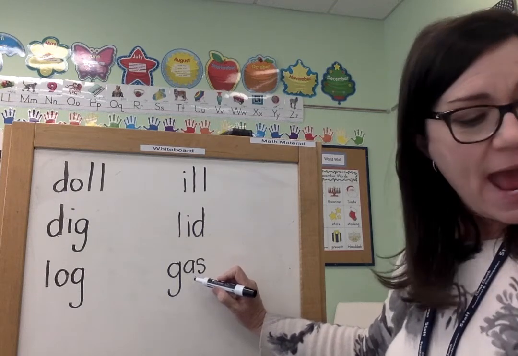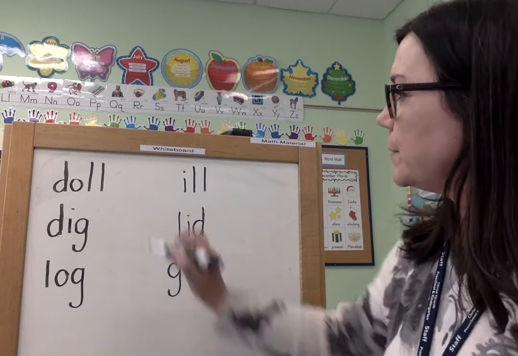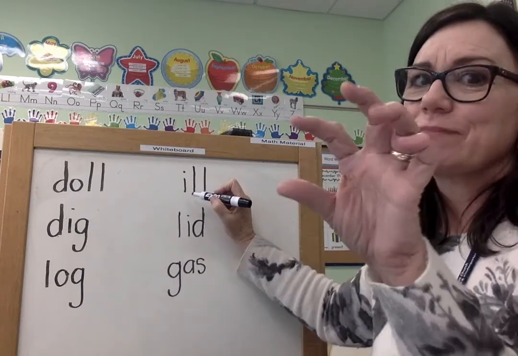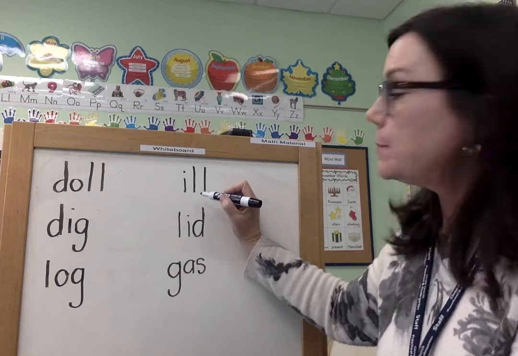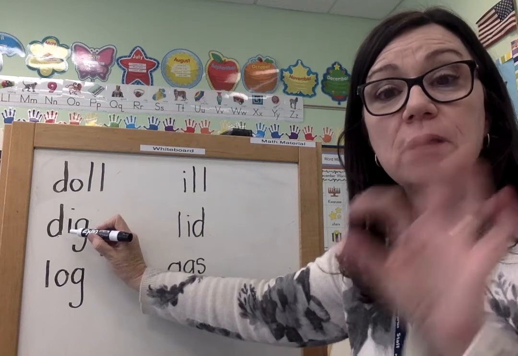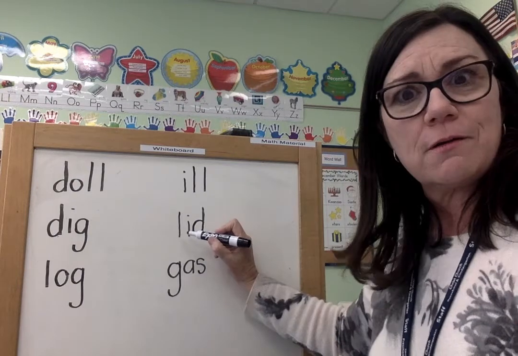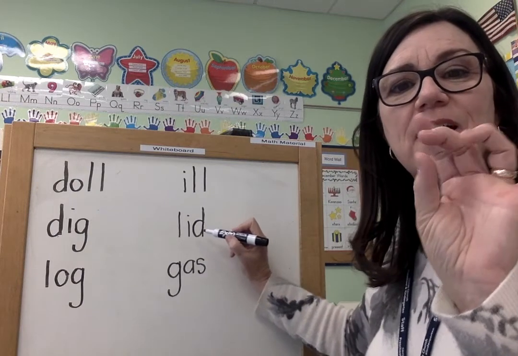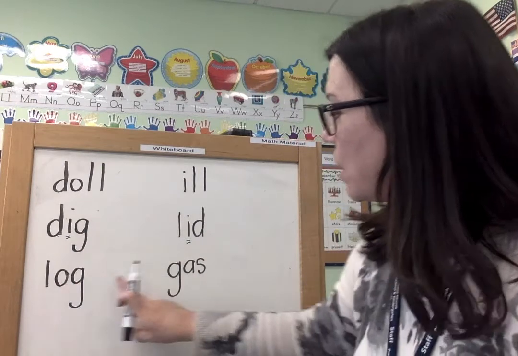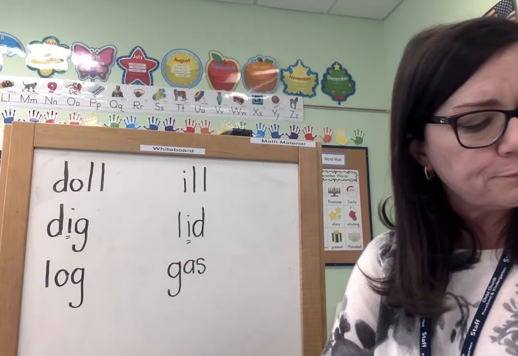Which word has I in the middle? There's I, but is it in the middle? It's the beginning sound, not in the middle. D, i, g. Is it in the middle? Yes. There's one in the middle. Look here. L, i, d. Lid. So we have I in the middle there, and there. No I's down there. So dig and lid have I in the middle.